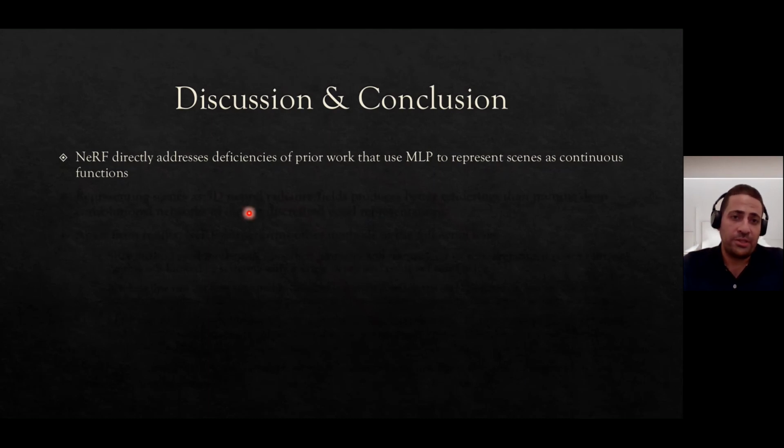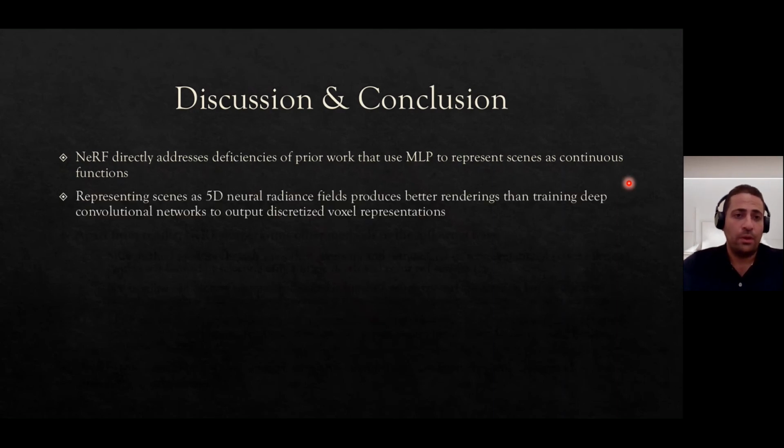And finally, for the conclusion, NeRF directly addresses the deficiencies of prior work that use MLPs to represent scenes as continuous functions. This is what has been shown from the results and the conclusion. Now, representing scenes as 5D neural radiance fields produces better renderings than training deep convolutional networks to output discretized voxel representations, which is the traditional or the old methods that were used.